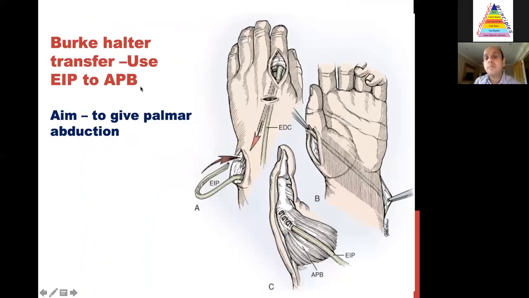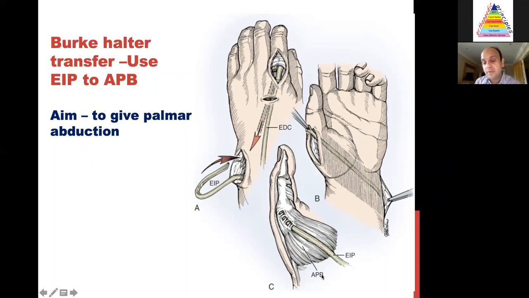Burkhalter, personally, I've never done this, but they're using extensor indicis. So again, from the dorsum, we know the index finger has got two tendons, EDC and EIP. The ulnar tendon should be EIP. So a small incision at the MCPJ, then distal to the extensor retinaculum. Once you've confirmed this is your extensor indicis, you cut at the MCP, deliver it here, then come out through the ulnar wound. That's your EIP. And then EIP should come right up to APB, which is again your MCPJ, and attach there.